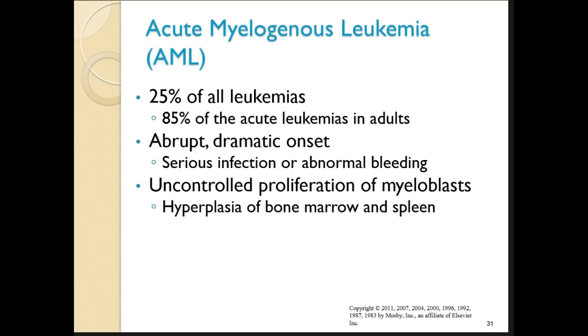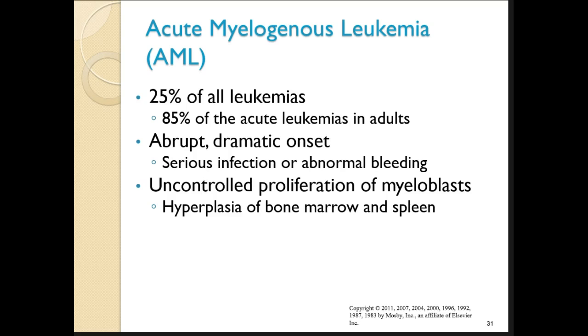Acute myelogenous leukemia represents only 1/4 of all leukemias, but it makes up approximately 80% of all the acute leukemias in adults. It has an abrupt onset, and it is dramatic in its onset. A patient may have serious infections and abnormal bleeding from the very onset of the disease.